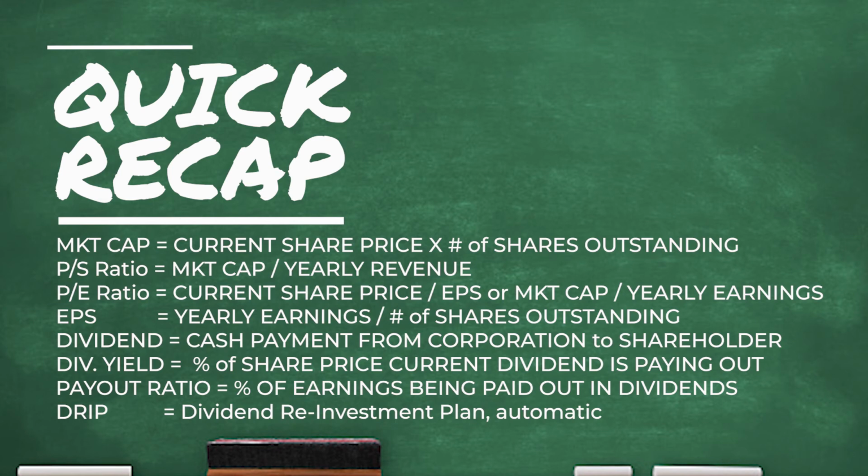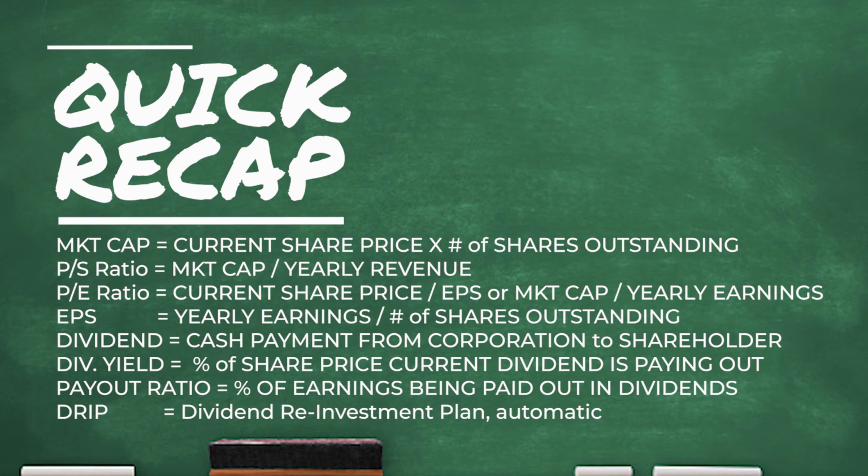Earnings per share is the amount of profit, earnings, a company made divided by the number of shares outstanding. Once a company has earnings, they can decide to use a percentage of that to reward shareholders for holding their stock, known as a dividend. A dividend is a monthly, quarterly, or annual cash payment from a company to their shareholders. The dividend yield is the percent you are earning on your investment. This may or may not increase or decrease over time. The payout ratio is the percentage of a company's earnings that are being paid to shareholders in dividends, and a DRIP, dividend reinvestment plan, is when you decide to have your dividends automatically reinvested back into buying more shares of that company.